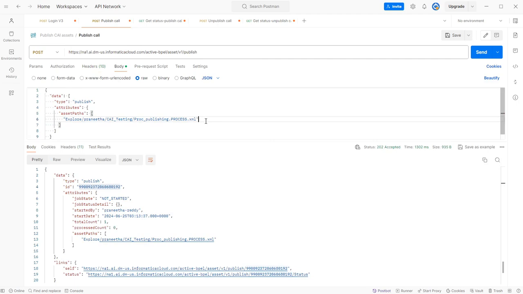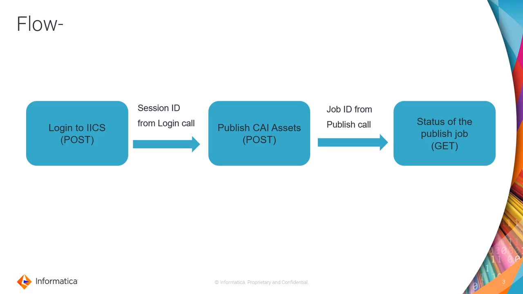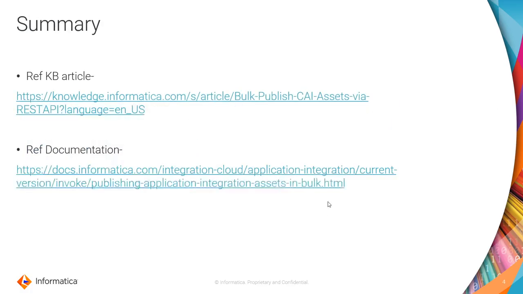And it is not that you only have to do all process publishes in a single attempt. You can do a combination of processes, connectors, guides, everything. And a detailed document will be provided in the description below. You can refer to the same. You can follow this KB article and documentation, which will be posted in the description as well.